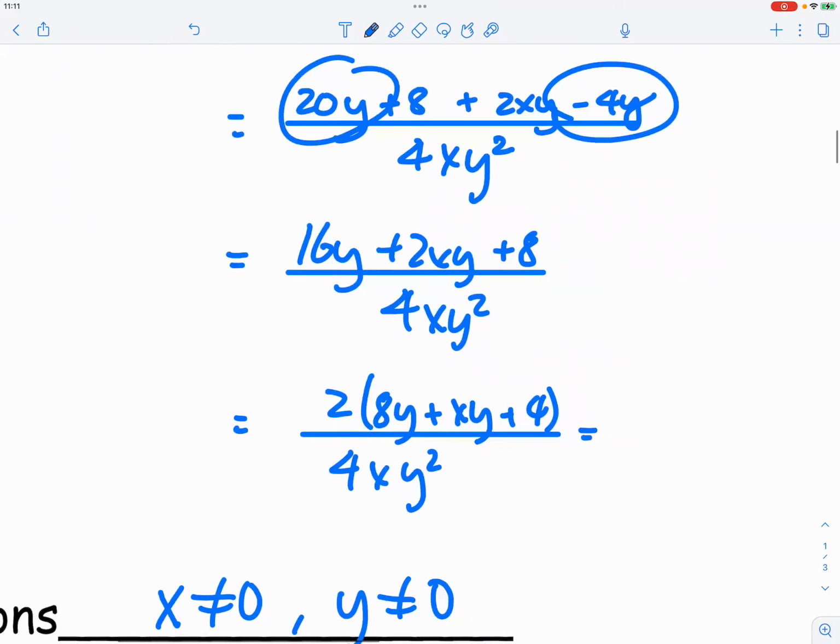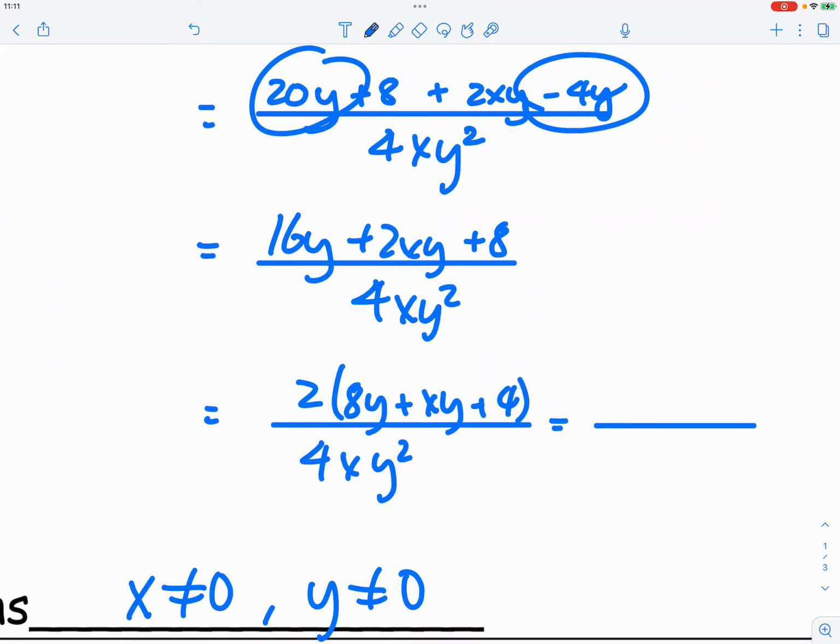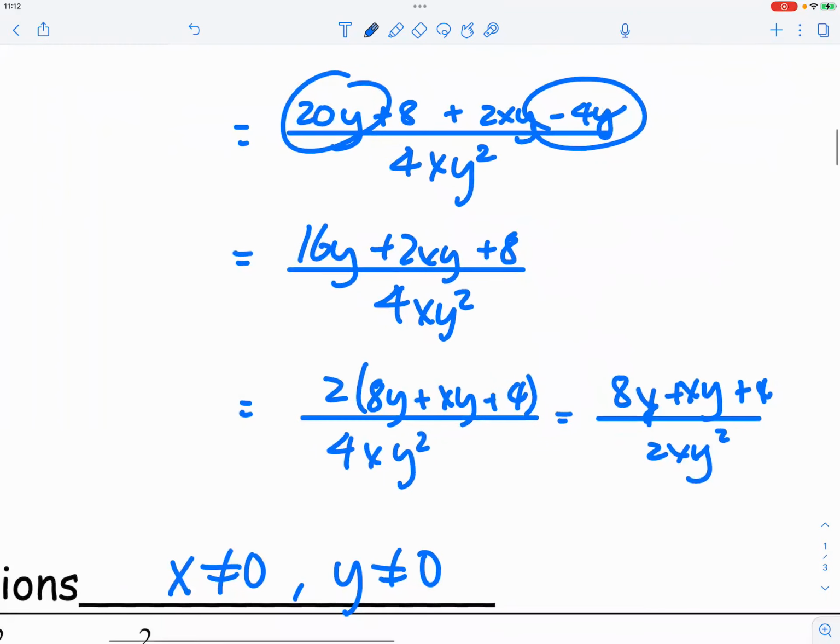And we can actually further simplify a little bit. And that is the 2 and the 4. They can cancel each other out. Okay, so that will be your final answer. The 2 and the 4, they cancel each other out, become 1 and 2. Okay.